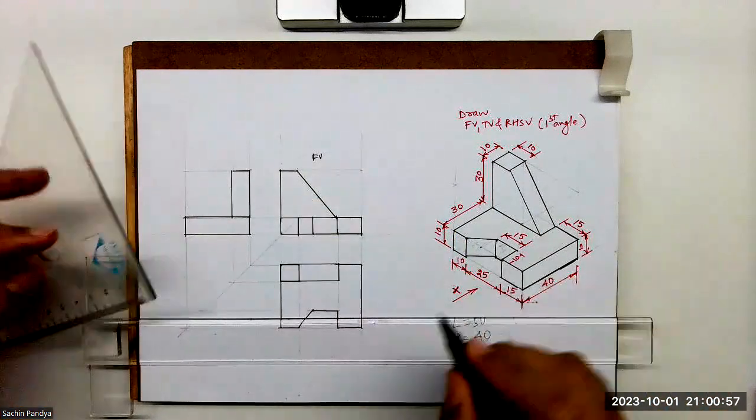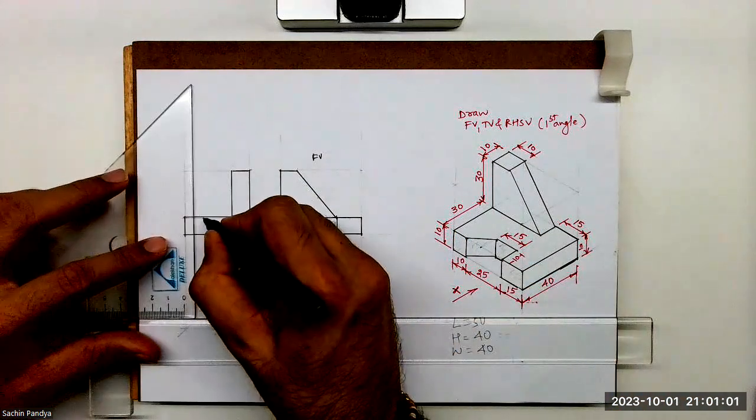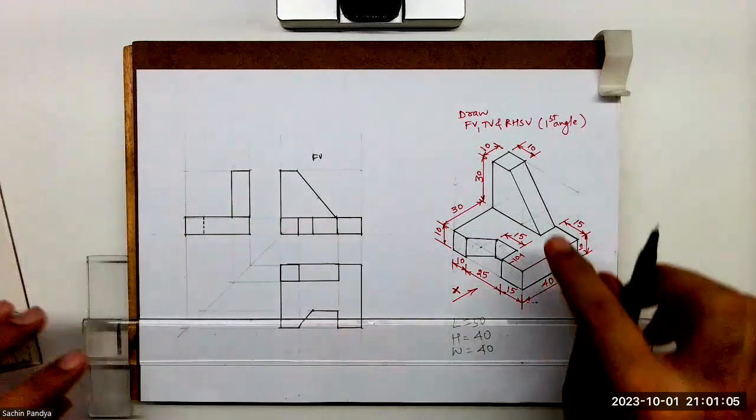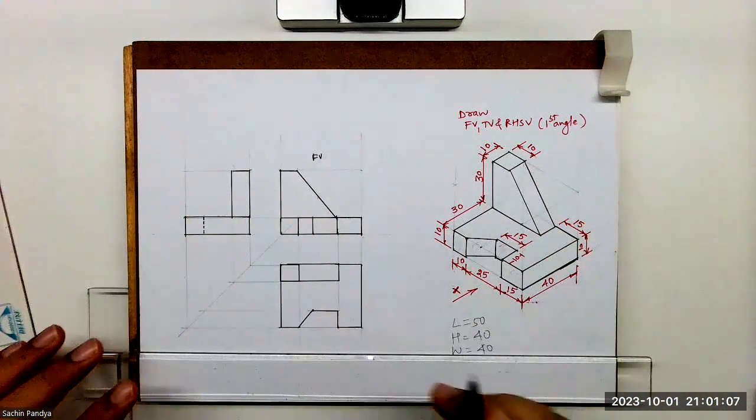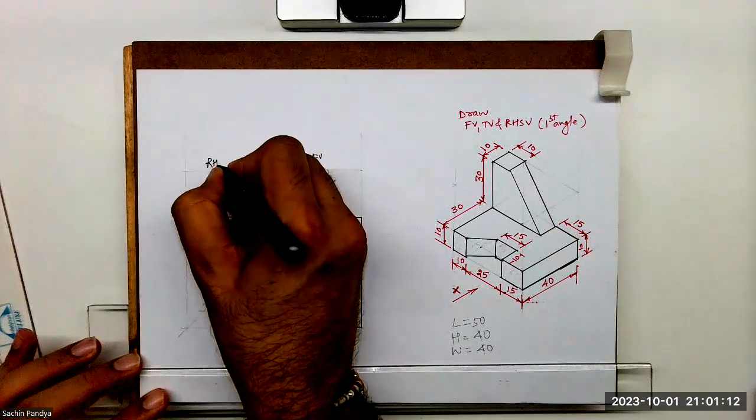And this part is 10. So this edge you can't see, so that will be dotted. From here, we'll take 10 and we'll draw a dotted line. Apart from that, it is complete. This is the top view and this is the right hand side view.